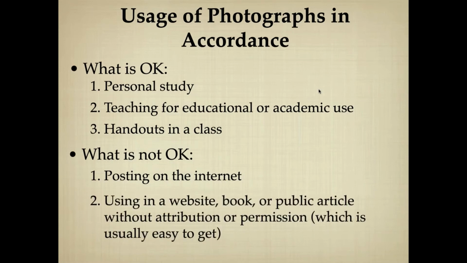And the second thing is, what's not okay is if you want to use the pictures on a website or a book or an article that's going to be distributed publicly, we prefer you to get permission or attribution. And it's easy to get. We've had some people ask us, can I use this article for this? And we said, sure, just give the attribution that it's from Accordance. We didn't even ask for a royalty or anything from it, but at least it attributes where you got it.